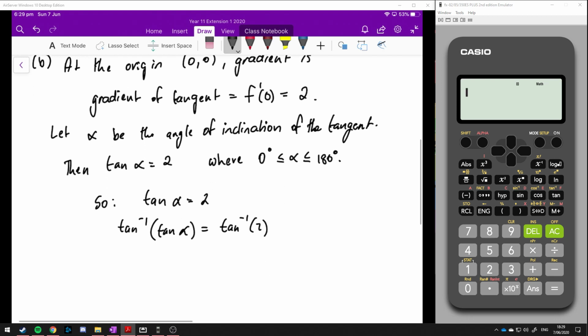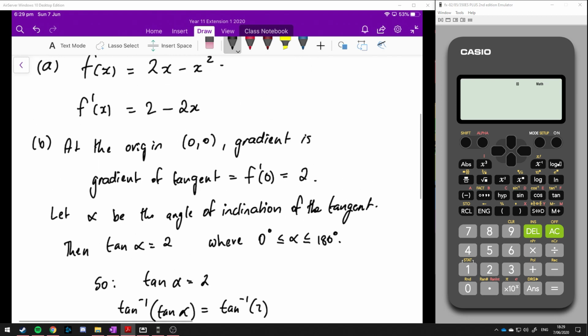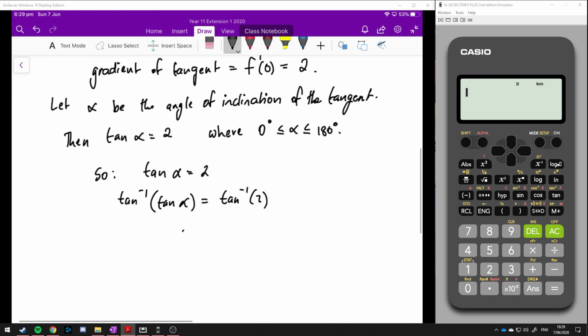Okay, so tan inverse. We're going to get alpha is equal to, so the tan inverse is, we'll go 63 degrees, and we'll go to the nearest minute, so 26 minutes. Just to verify that using the calculator, shift tan, and we're going to put 2 into there, and there we go, 63, 26. Cool.